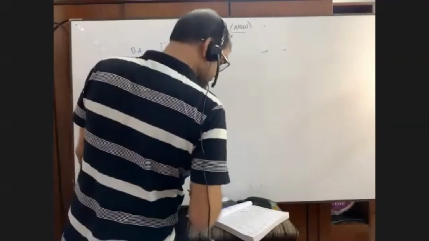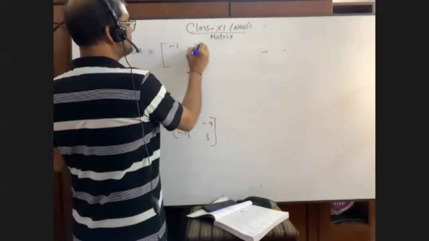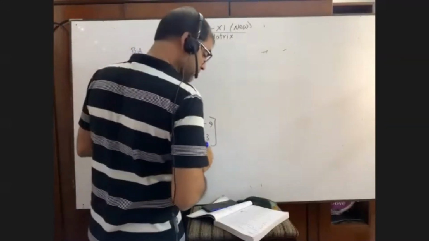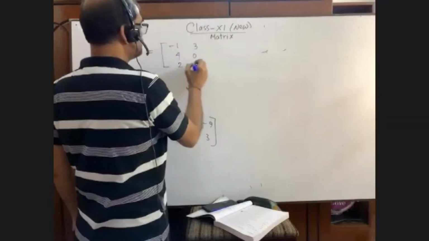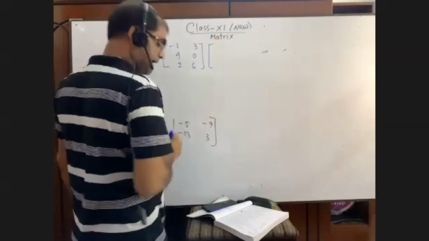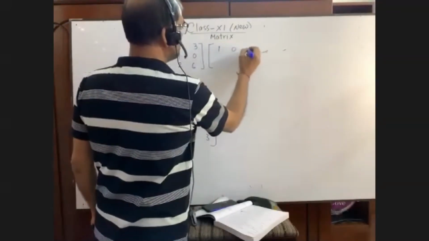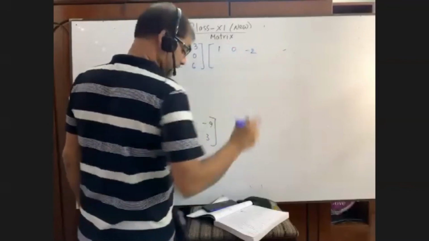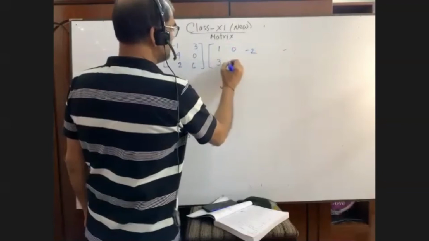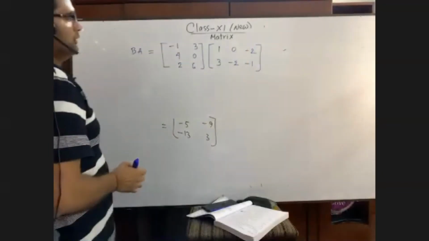BA: -1 3 4 0, -1 3 4 0, -1 3 4 0, 2 6. This is B, and what is A? 1 0 -2, 1 0 -2. Then 3 -2 -1, 3 -2 -1. This is BA. Okay, very good.